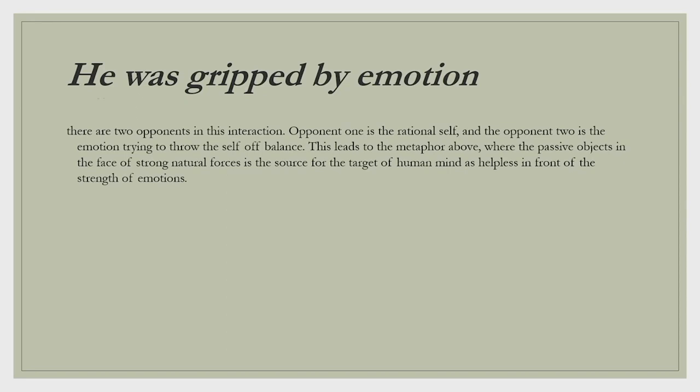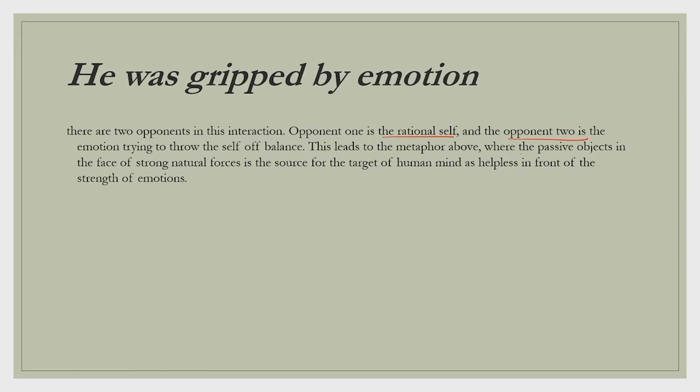we have various kinds of emotion language like this: he was gripped by emotion. This is a very common way of understanding how one cannot come out of, or is dealing with, emotions. So, there are two opponents in this interaction: opponent one is the rational self, and opponent two is the emotion trying to throw the self off balance, and this leads to the metaphor above.